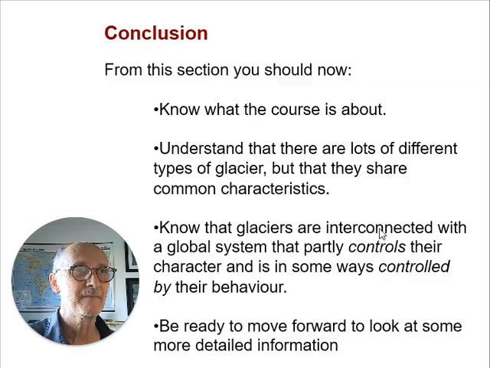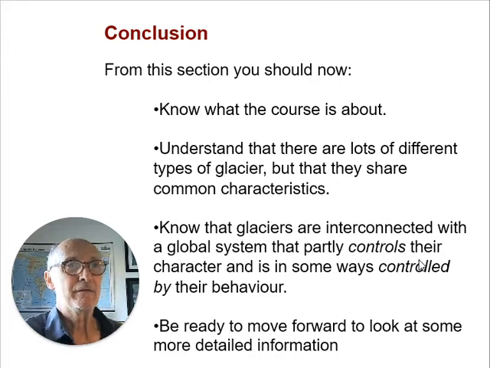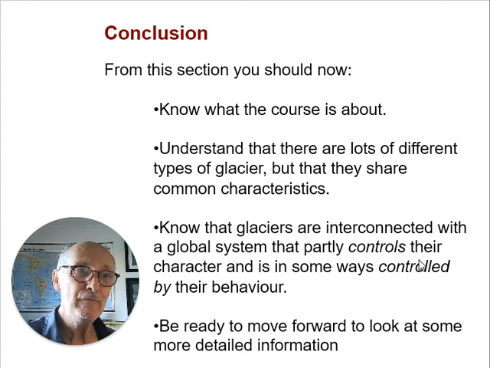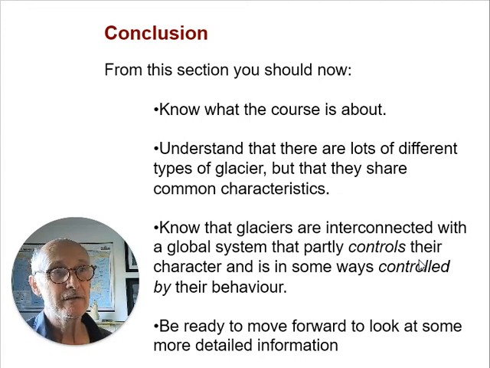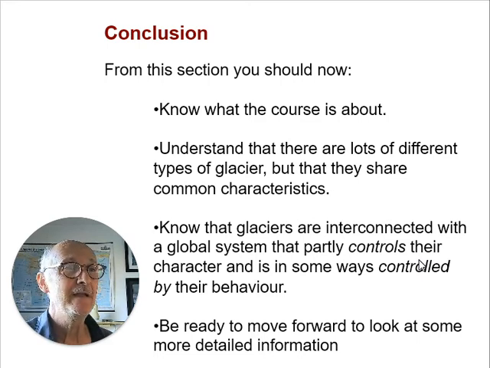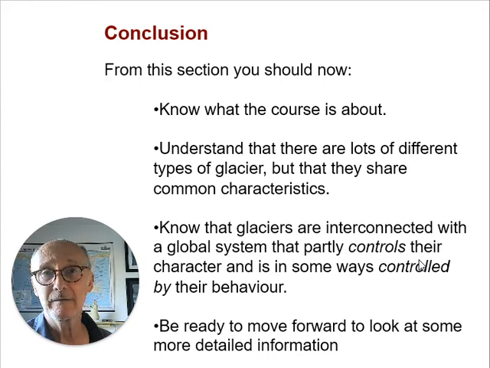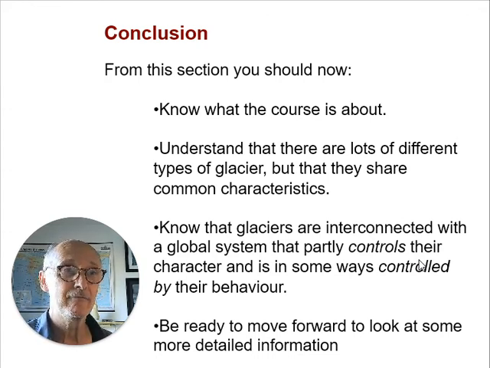So where does that leave us right now? From this section, you should know roughly what the module is all about. You should understand that there are lots of different types of glacier, but they all share common characteristics that we can look at during the module. Glaciers are interconnected with a global system that partly controls their character, but also in some ways is controlled by their behavior. And so at this point, you should be ready to move forward and look at some of the more detailed information about glaciers as we move forward into the module.